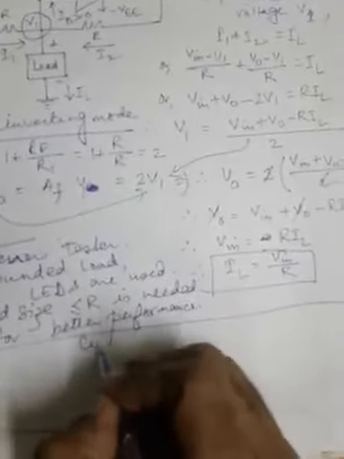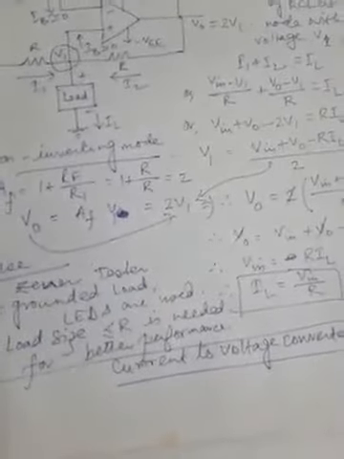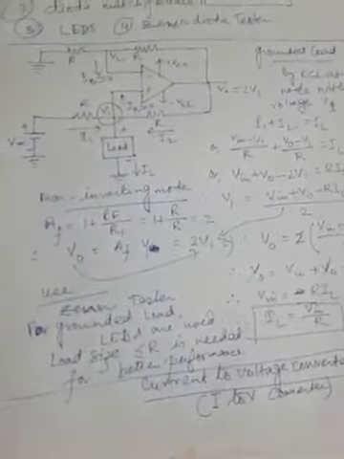Our next topic of discussion is the current to voltage converter, just the reverse process of the converter we have just discussed. Current to voltage converter, in short called the I to V converter, is a special case of the inverting amplifier. So this is a special application of the inverting amplifier.